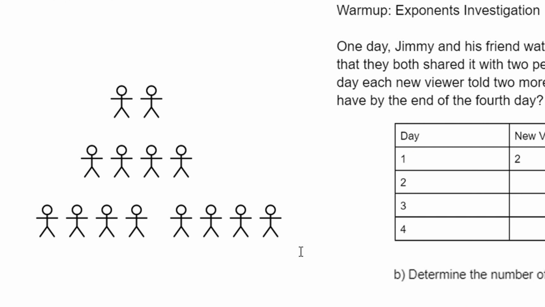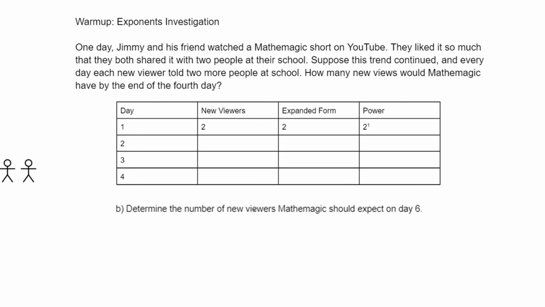So now we have a visual representation of what happens. Let's start filling out this table. So on the first day, it's 2 new viewers that Jimmy and his friend originally showed, but then we have doubling it, 4, doubling it again, 8, and doubling it again, 16.